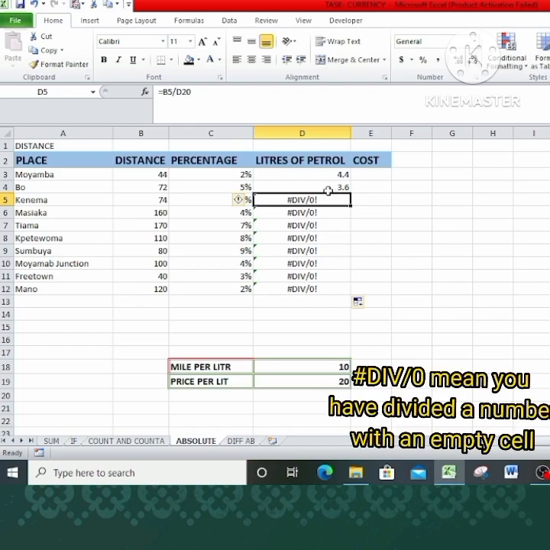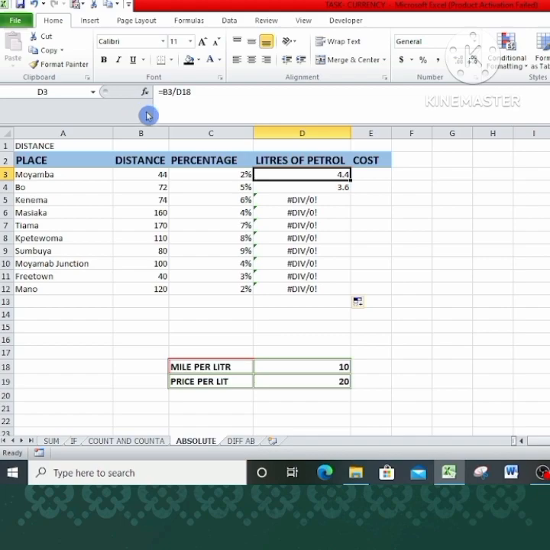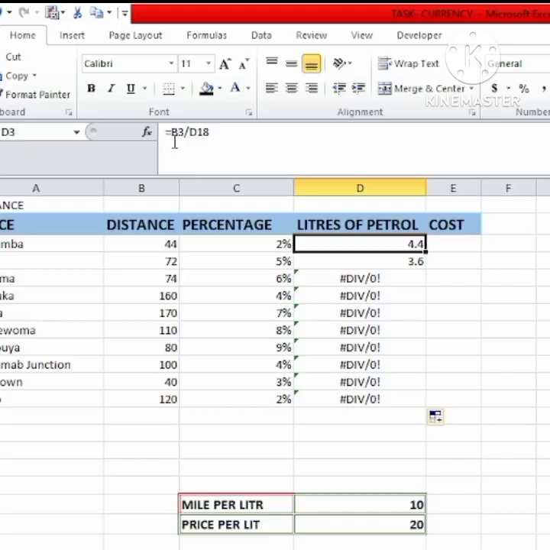The reason is, if you look here, take a focus on the formula bar. We have B3 divided by D18, which is the 10. And if you click here, you can see that B4 is being divided by D19, and D19 here is price per liter. We are not dividing distance by price per liter, but mil per price.